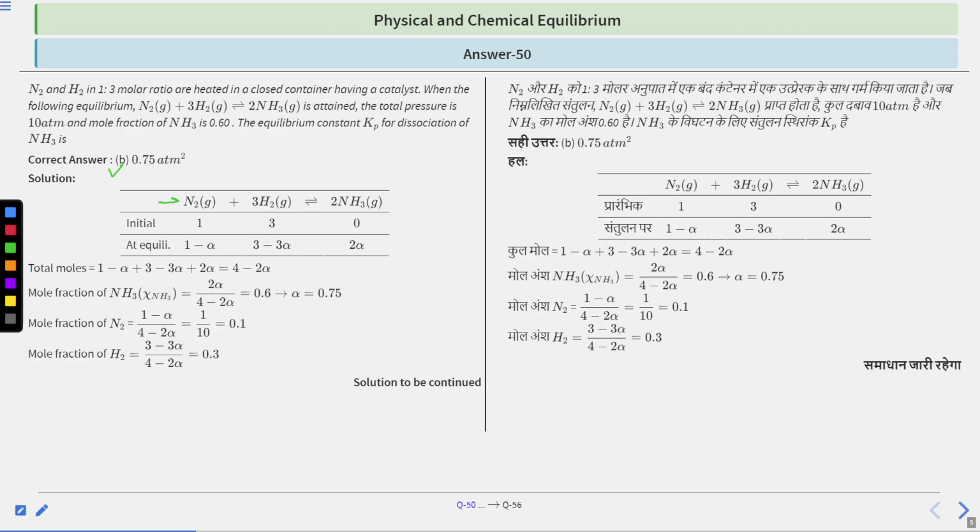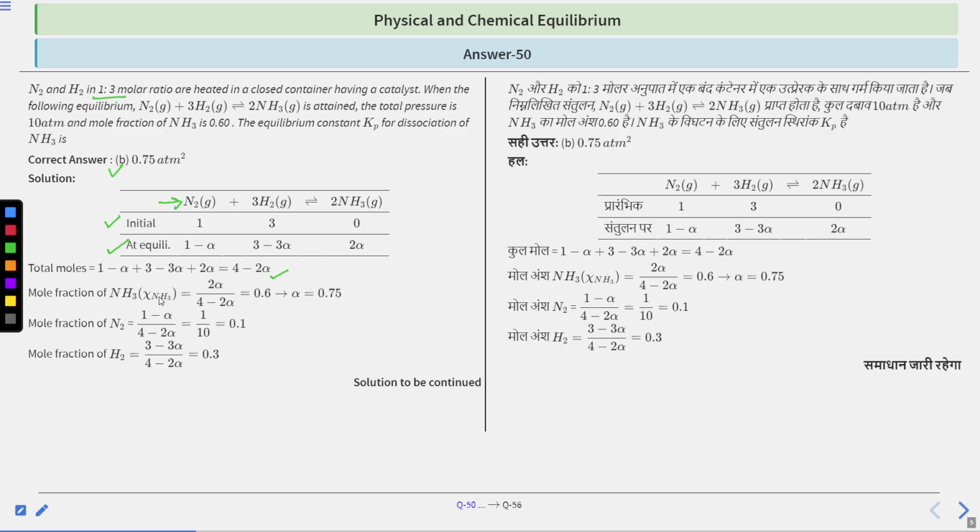So this is the reaction given in the question, that is N2 plus 3H2 giving us 2 NH3. Initially, it is given that N2 and H2 are in 1:3 molar ratio. So let's suppose N2 is 1 mole and H2 will be 3 mole and NH3 will be 0. At equilibrium, N2 will be 1 minus alpha, H2 will be 3 minus 3 alpha and NH3 will be 2 alpha. Now, if we count the total moles, it will be 1 minus alpha plus 3 minus 3 alpha plus 2 alpha, which is 4 minus 2 alpha.